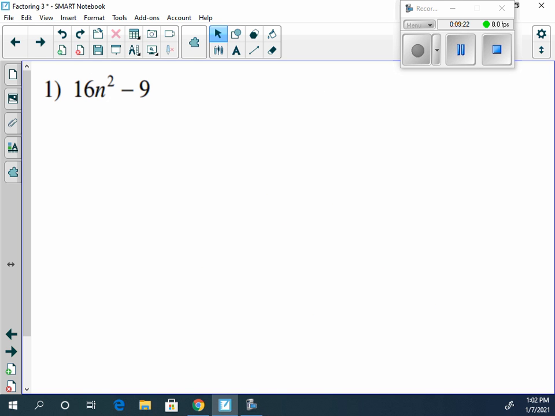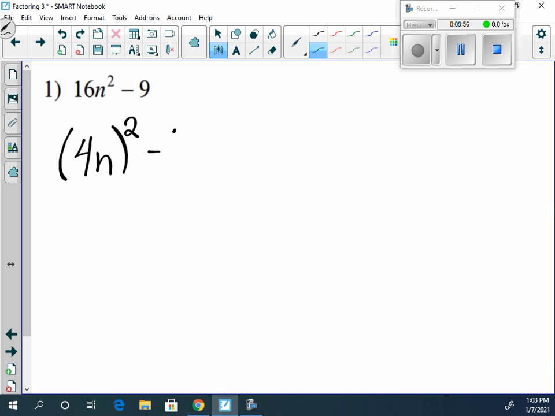Let's look at this one here. 16n squared minus 9. So we do have subtraction, so there's a good chance that we do have a difference of perfect squares. Well, 16n squared, a perfect square. Can we rewrite it as something times itself? Yeah, 4n squared. How about 9? Well, yes. 9 would be what? 3 times 3. So I can really rewrite this as 4n squared minus 3 squared. Yes? Because we can rewrite it as two squares.